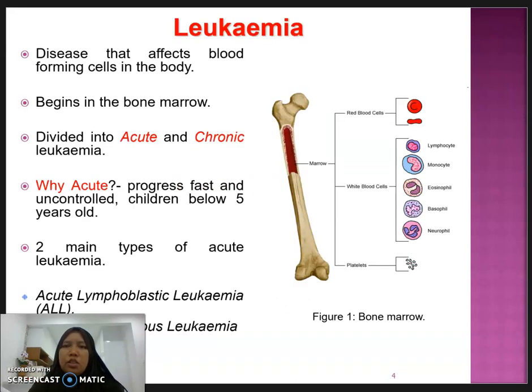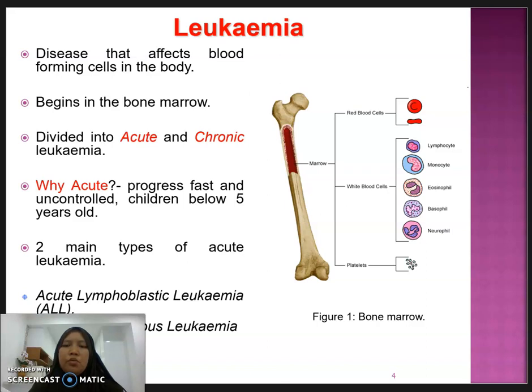So for the introduction, leukemia is a disease that affects blood-forming cells in the body. It begins in the bone marrow. It can be divided into 2, acute and chronic leukemia. In this study, we are focusing on acute leukemia because it progresses fast and uncontrolled, and it attacks more on children below 5 years old.